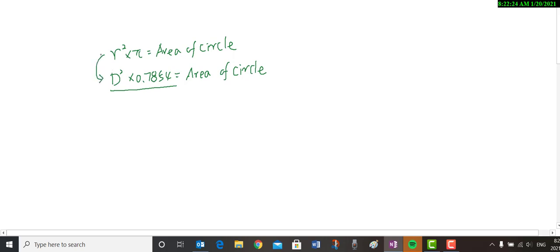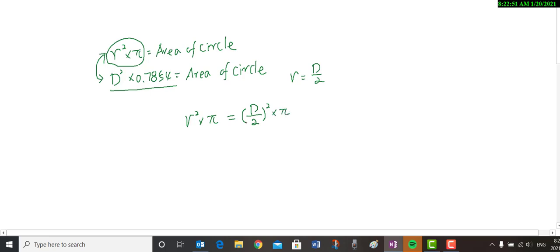Basically, these two formulas are the same. If you look into this formula a little deeper, you can explain the formula this way. Radius is half of diameter. So in this formula, instead of a radius, I can put diameter over 2, squared, times pi.